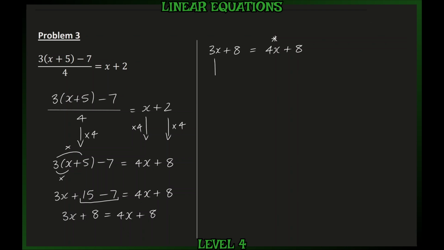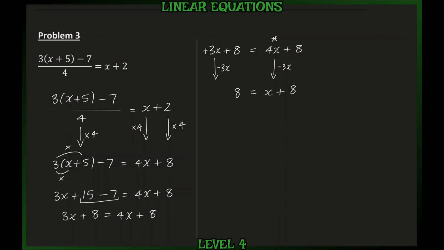This means that we want to remove the 3x from the left, and this is a positive 3x, so to remove it we need to subtract 3x from the left and also subtract 3x from the right. Now on the left, 3x minus 3x is 0, so we're just left with 8, and on the right, 4x minus 3x is x or 1x, and we still have a plus 8 there.